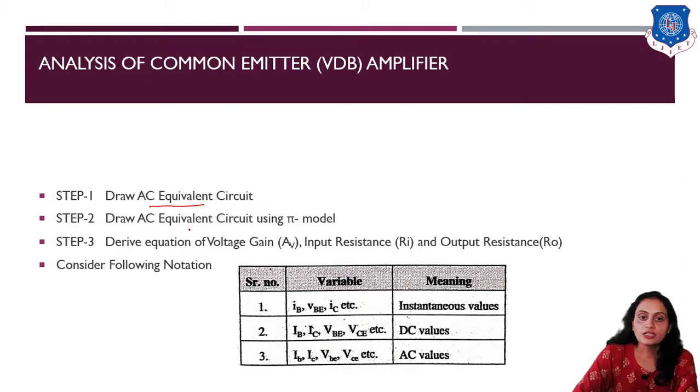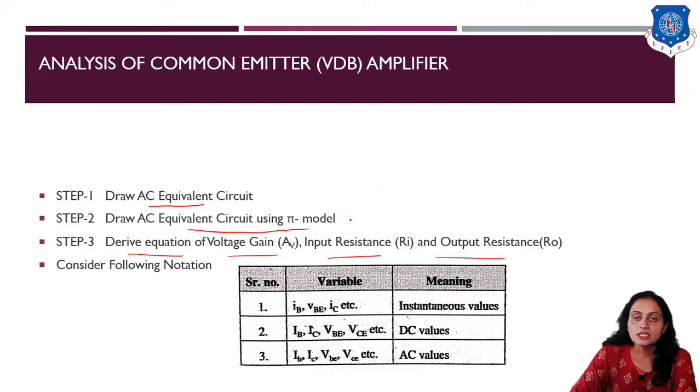Step 2 is to draw the AC equivalent circuit using the pi model. So we are replacing the BJT with the pi model over here. And step 3 is to derive the equations for the voltage gain, input resistance and output resistance from the circuit which we have got from step 2.